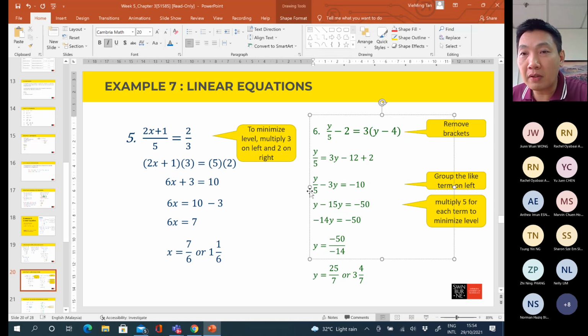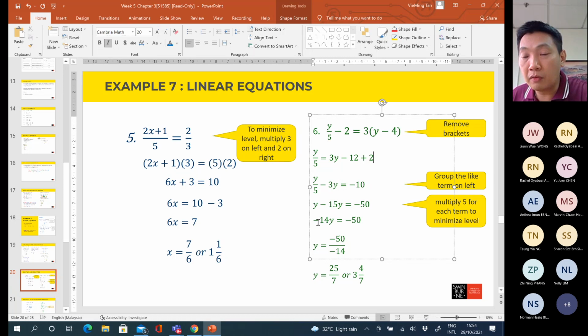Okay, so now you may find that there are 2 layers. What you can do, in order to remove the 5, is multiply 5 for each term. For each house, we multiply 5. So y/5 multiplied by 5, you'll get y. Negative 3y multiplied by 5, you'll get negative 15y. On the right hand side it's the same, you need to multiply 5 also for this term, so you'll get negative 50. Then you can combine the species. 1y minus 15y is negative 14y. Okay, it's equal to negative 50.